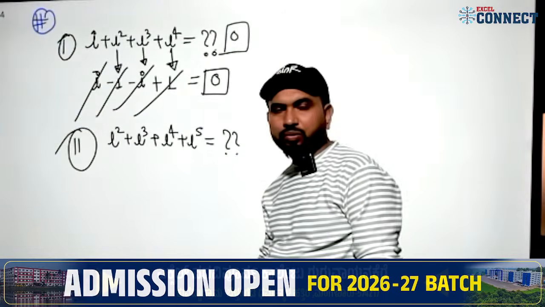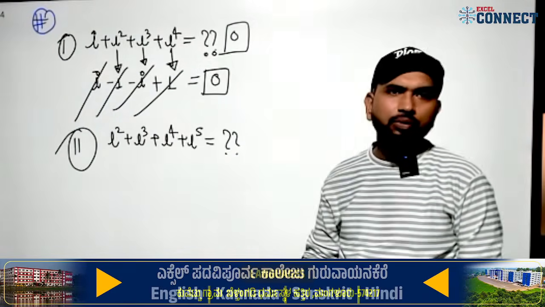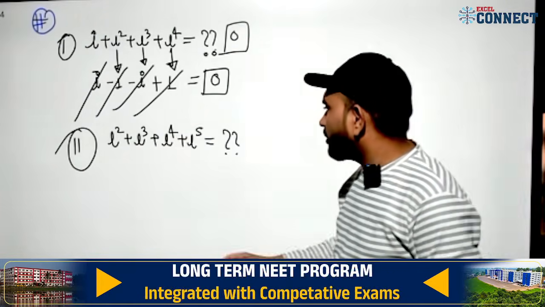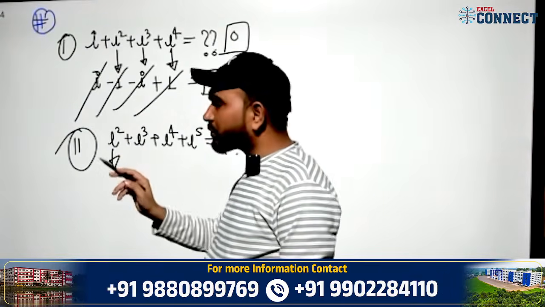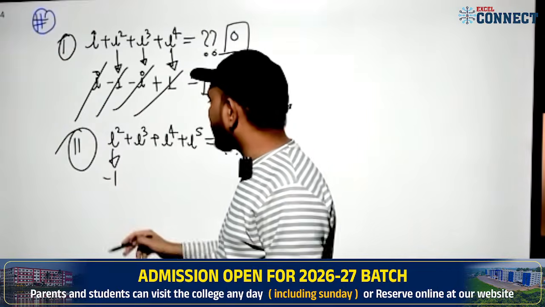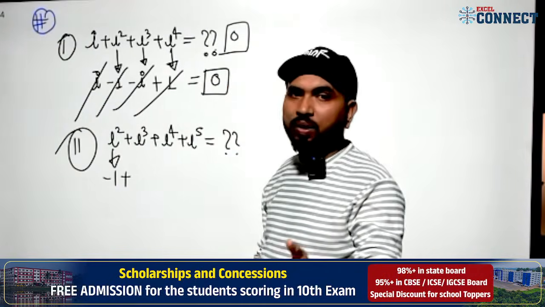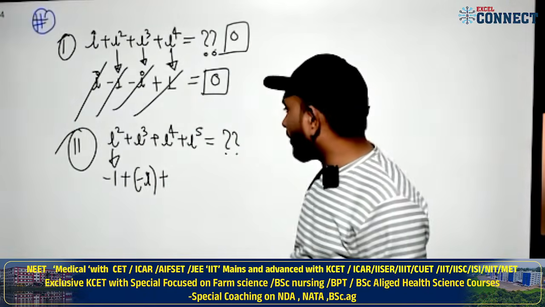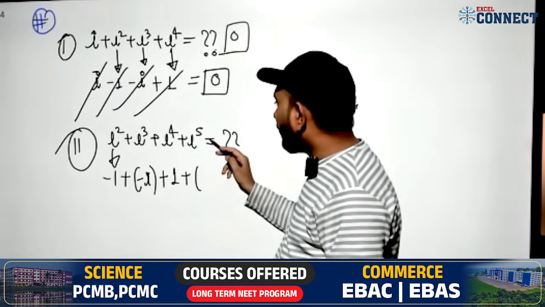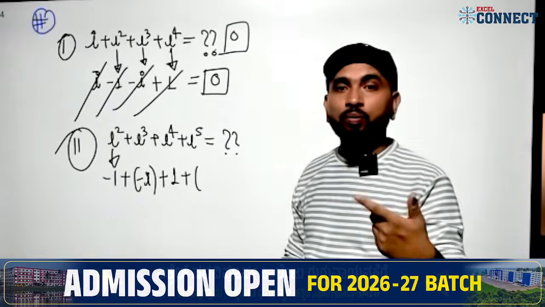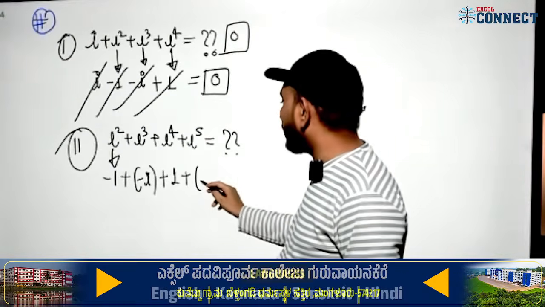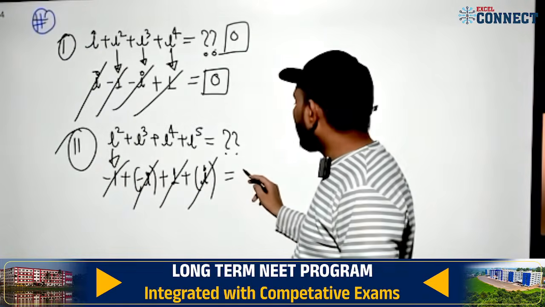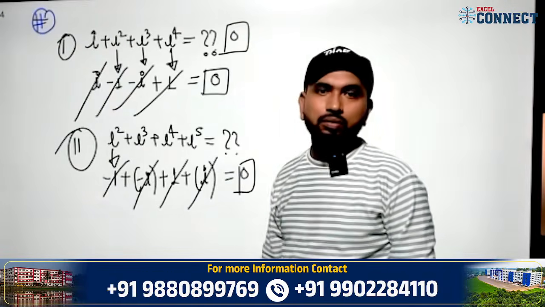Somebody is saying minus 2, no, not minus 2. The second portion is also 0. Yes, somebody is commenting 0. Good. So this is actually iota square, whose value is minus 1. Iota cube is minus iota. Iota power 4 is 1. Iota power 5 means iota into iota power 4, so this is iota only. Iota and minus iota cancel, minus 1 and 1 cancel. So this is also 0.